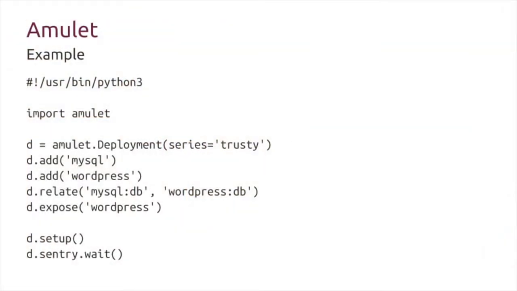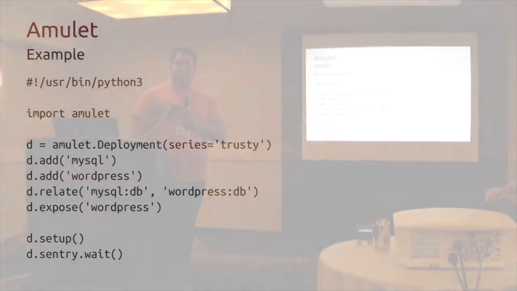So this is an example of an Amulet file, at least the top half of an Amulet file. It's written in Python, just a Python module. So I import Amulet. I create a new deployment. I add MySQL and WordPress to that deployment. I relate MySQL and WordPress together, and I expose WordPress. And then that setup I've described, which in and of itself is a bundle, I tell Amulet to deploy that environment, and then I tell it to wait until everything has gone idle in the environment.